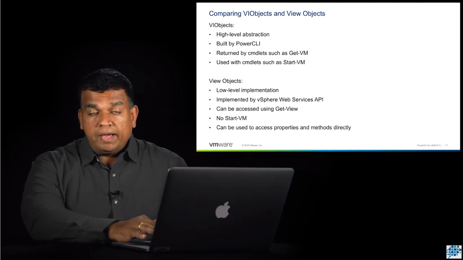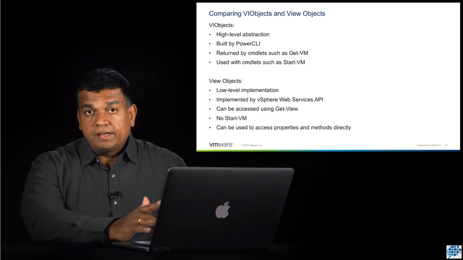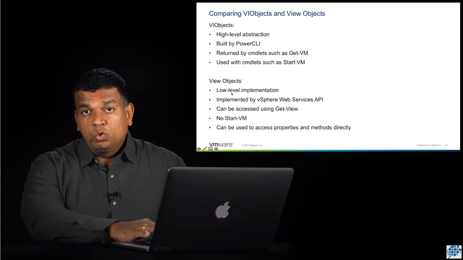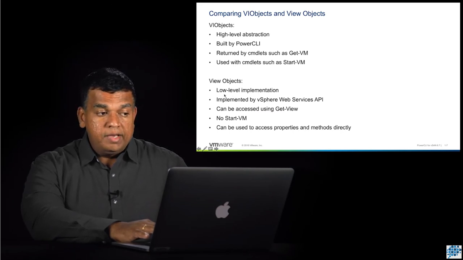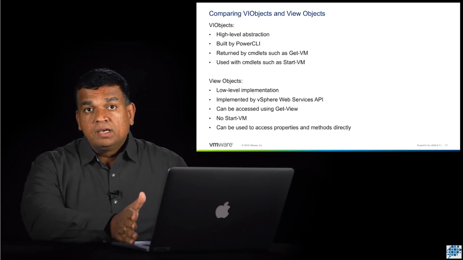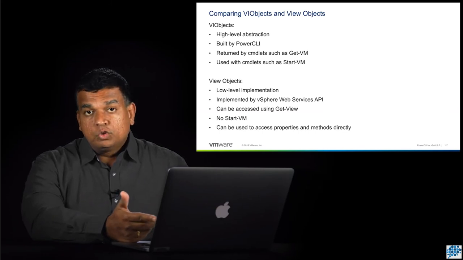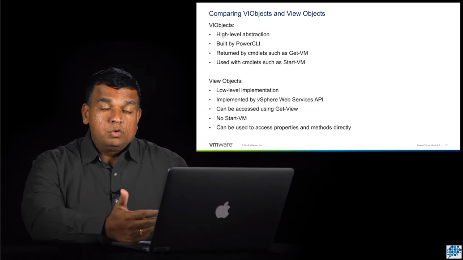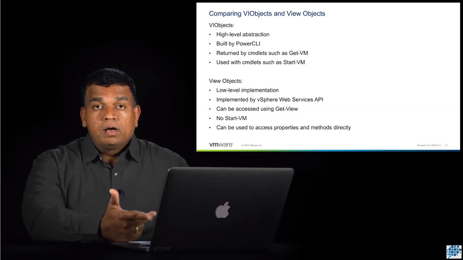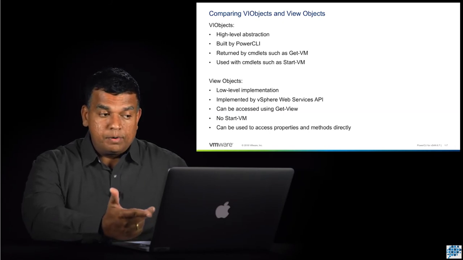However, when it comes to the actual API level objects, these come under the category of the view objects, as I mentioned earlier, and this actually shows us the low level implementation. So we are actually dealing with the actual API, and this is the same thing which we see when we open the managed object browser. When we are dealing with view objects, you can just imagine that you are working with the same kind of stuff which you get access to when you open the managed object browser.